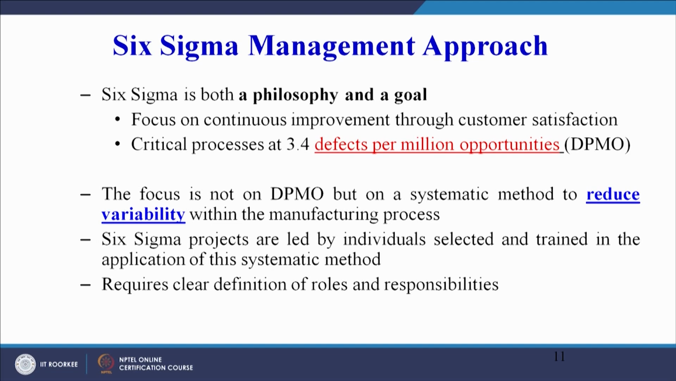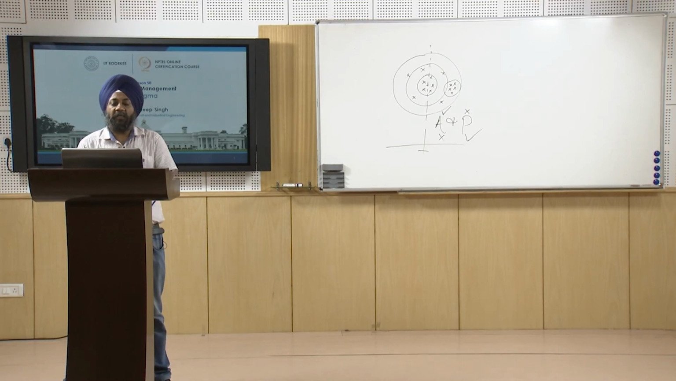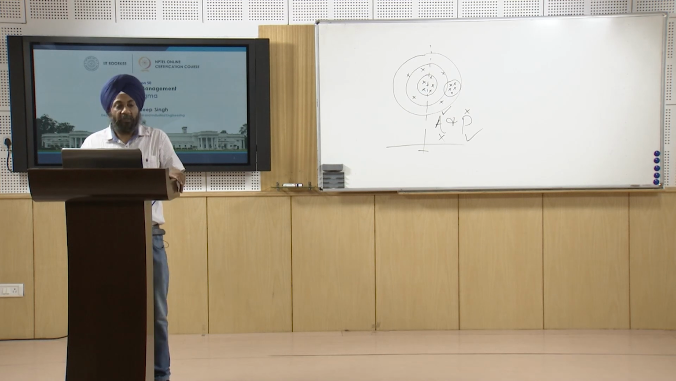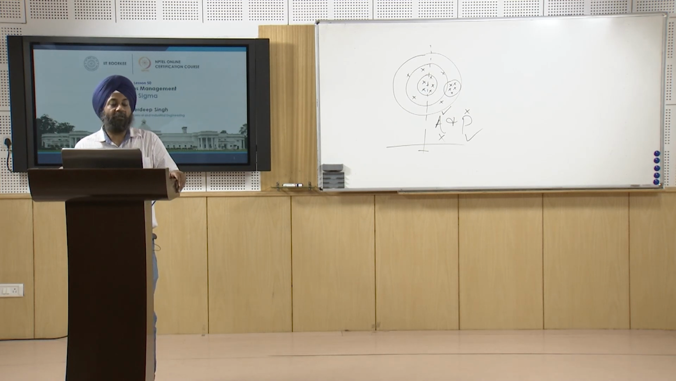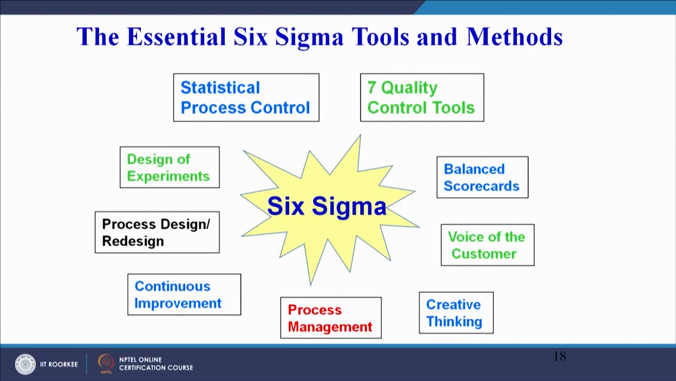So Six Sigma projects are led by individuals selected and trained in the applications of this systematic method. This requires clear definition of roles and responsibilities. Now the essential Six Sigma tools and methods are in different presentations, different books. We will find that there are standard approaches of how to approach the Six Sigma level. So one maybe thing that we have already seen in our previous session: the statistical process control, design of experiments, process design and redesign, continuous improvement.